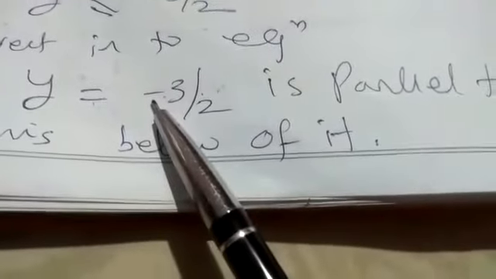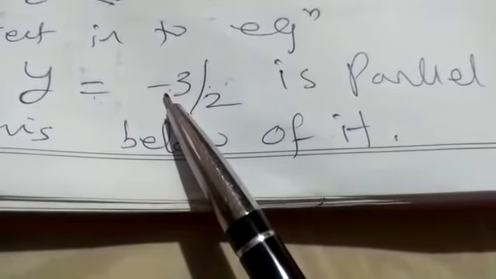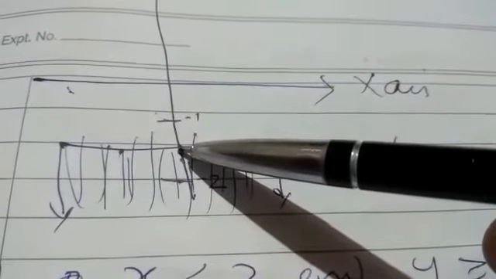So y equals minus 3 by 2 is a line parallel to the x-axis, below it. Because in the previous video we discussed that y equals plus 3 by 2 is the line parallel to the x-axis above it, and having a minus sign it is below it. So we can draw that line y equals minus 3 by 2, that is the x-axis. On a graph paper we take 1, 2, and the middle point of that is minus 1.5, or minus 3 by 2. So we can draw the line y equals minus 3 by 2.